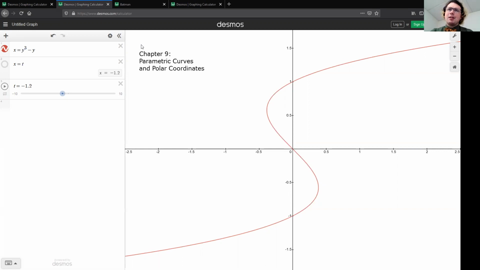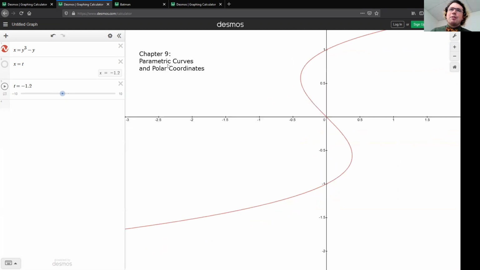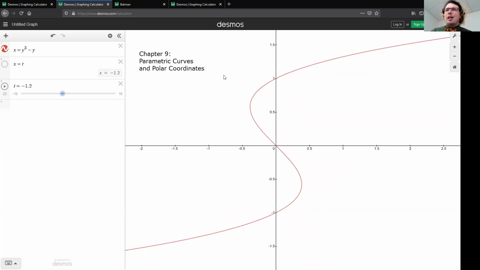What happens if I have a curve which doesn't describe a function, a curve that fails the vertical line test? Here I've got such a curve, x equals y cubed minus y. So in red here, the computer has highlighted every single x, y coordinate where this equation is true. That's what a graph is.